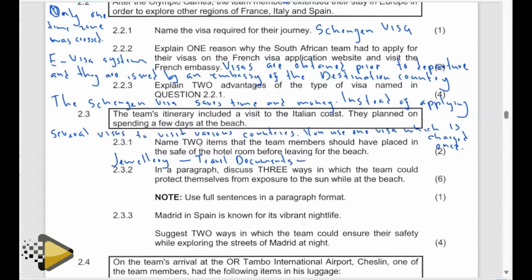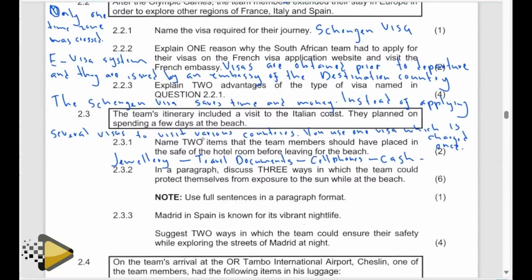Then you can also include things like cell phones, but some would want to take selfies. But also you can include cash. So any other valuables can be placed in the safe of the hotel room before leaving for the beach. So the main things are your jewelry, your travel documents, and also your cash. In terms of the cell phones, it's actually optional.